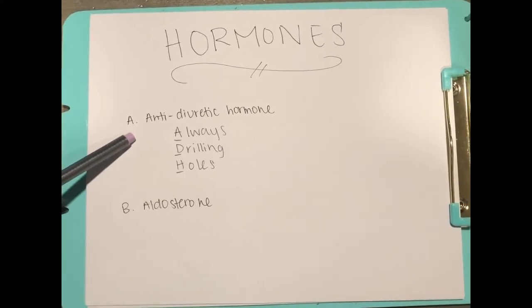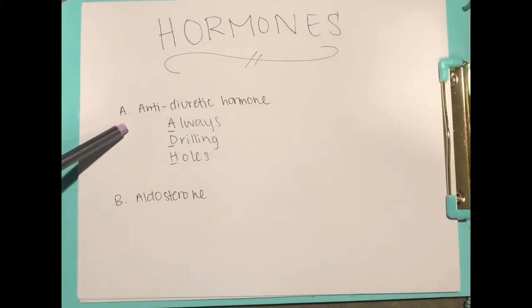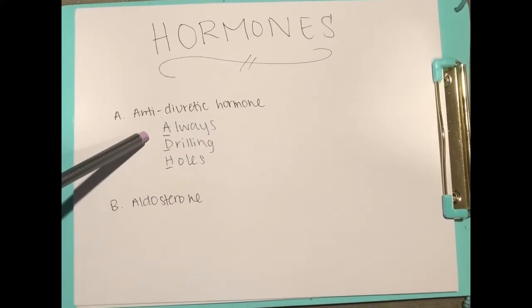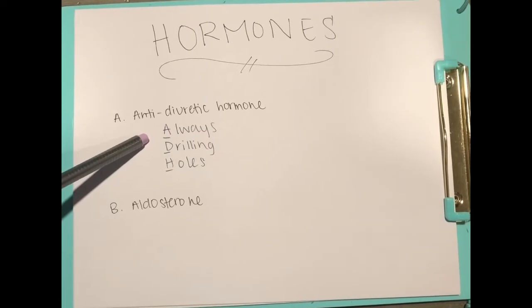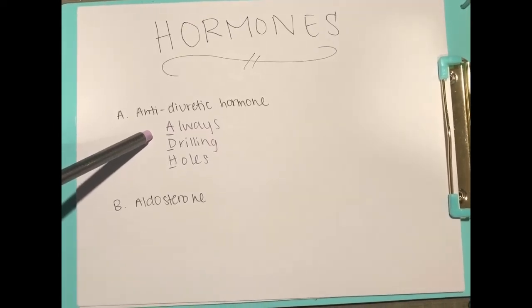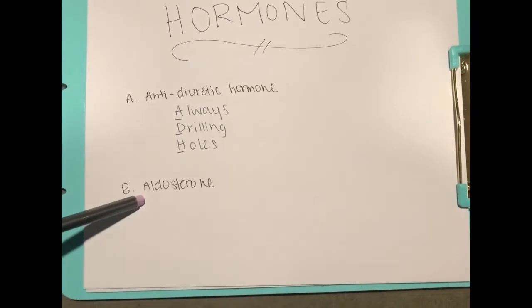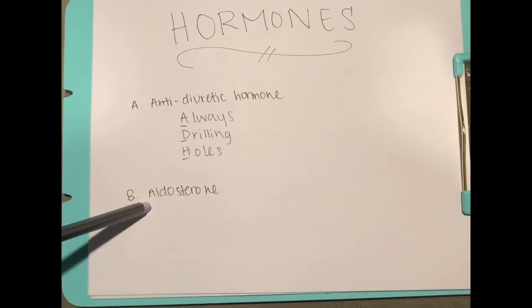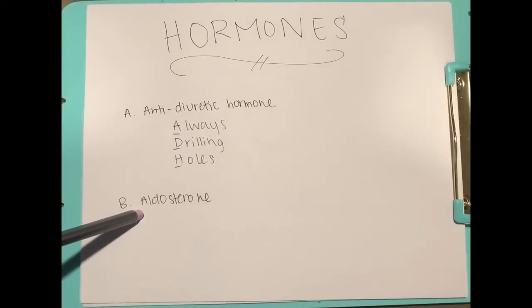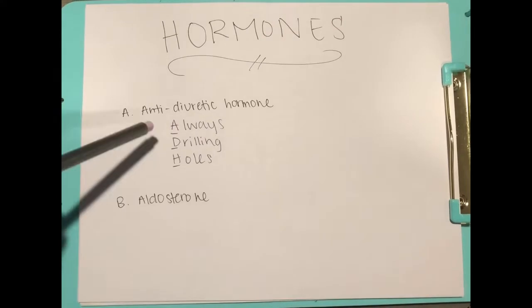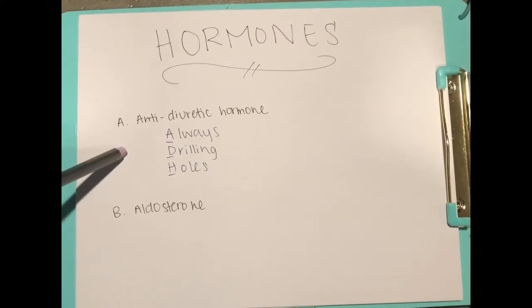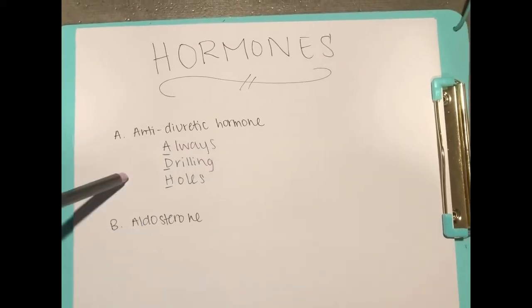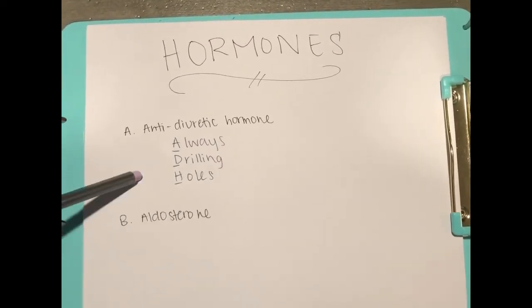One is antidiuretic hormone, which can also be thought of as always drilling holes. Antidiuretic hormone stimulates the insertion of aquaporins, which are water channels that return water back into the blood. The next is aldosterone. Aldosterone increases the reabsorption of sodium and water levels both at the collecting ducts and at the distal convoluted tube. Both are stimulated by the increase of angiotensin II. Both return GFR back to normal, and both also increase blood volume.